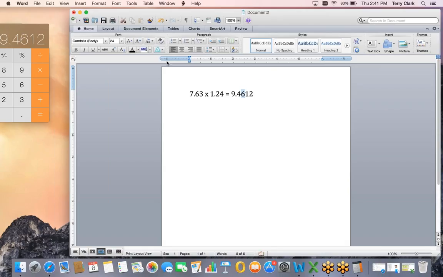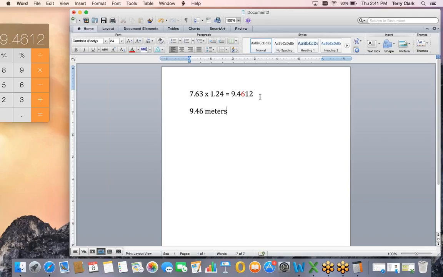So the 6 is in the hundredths place. I'm going to change that to red so we can see it better. That number is either going to go up or stay the same, and what we'll do is look at the number behind it. In this case, we're going to look at the 1. If that number is 4 or less, it stays the same. If it is 5 or more, it goes up. So in this case, it's going to stay the same, so it's going to become 9.46.